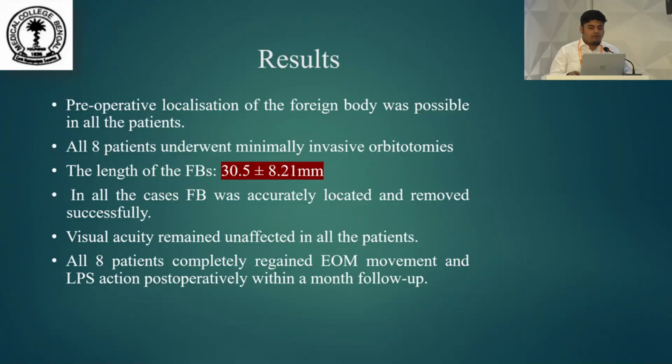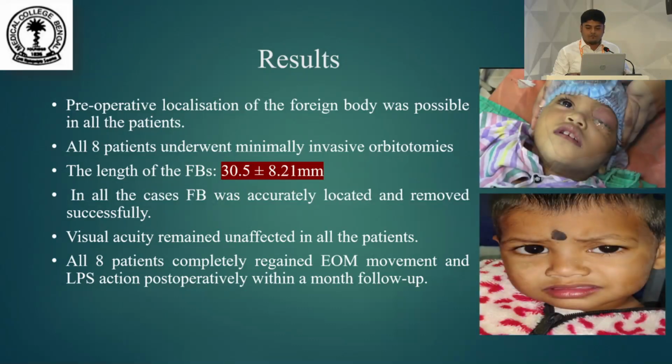The preoperative localization of the foreign body was possible due to the meticulous radiological examination, and subsequently all the patients underwent minimally invasive orbitotomies for the removal of the foreign bodies. The mean length of the removed foreign body was 30.5 millimeter, and in all of the cases the foreign body was accurately located and removed. Thankfully, the visual acuity remained unaffected in all of the patients, and all of them regained extraocular movement completely and LPS action post-operatively.